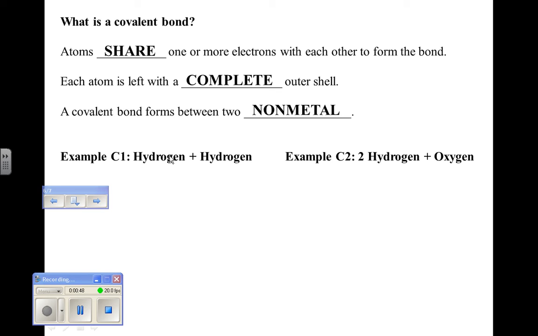So clear your slate from ionic bonding. I do not want you to get the two mixed up. Okay, so we have hydrogen and hydrogen. Each hydrogen has how many valence electrons? 1. So I have 2 valence electrons that I'm going to be working with total here. We're doing this together. You have your own paper. Okay, we're learning as we go.